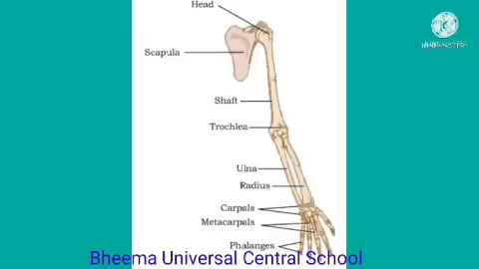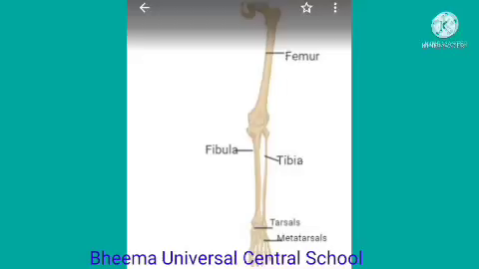The arm is made up of 2 parts. The upper arm has one long bone called the humerus, and the lower arm has 2 bones called the radius and the ulna. Next are the hind limbs or legs, which are also made up of 2 parts.